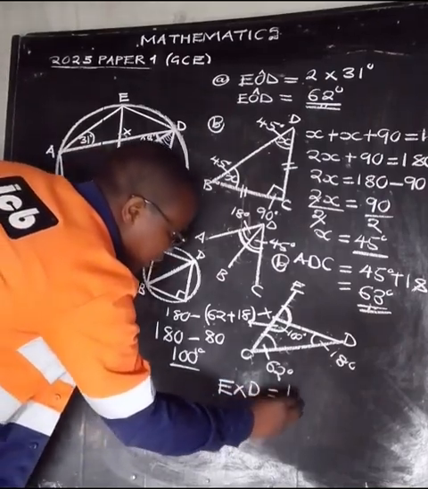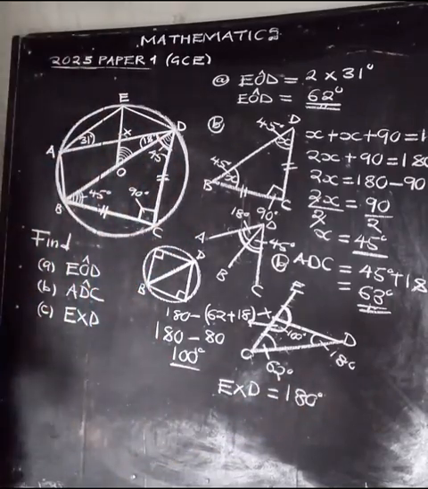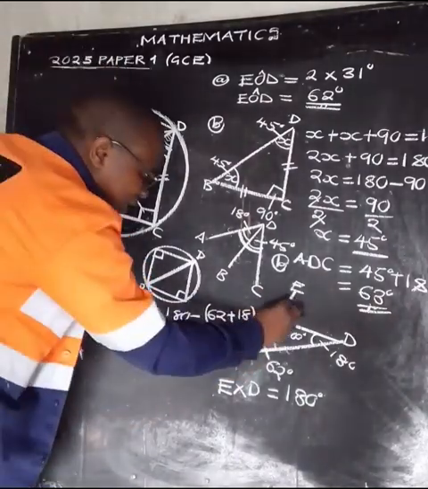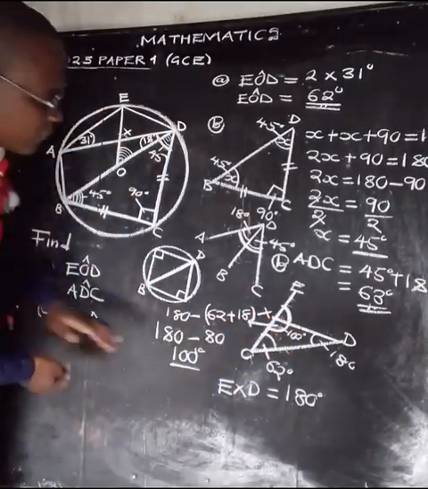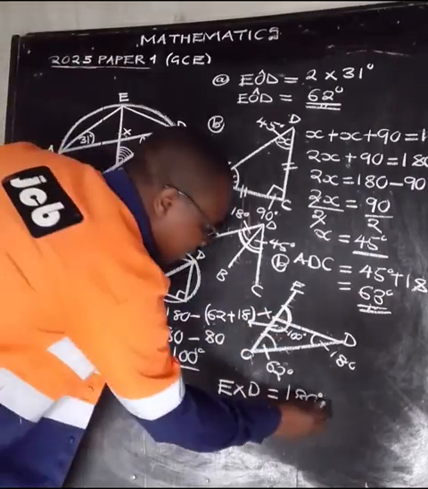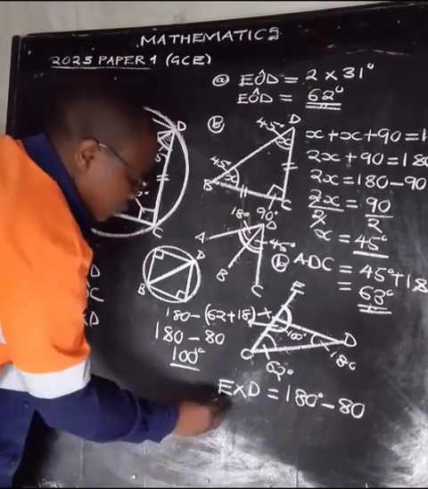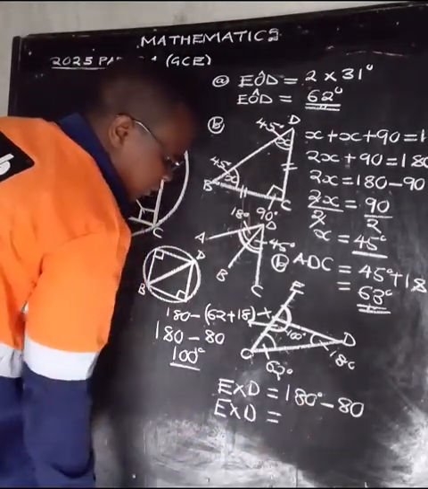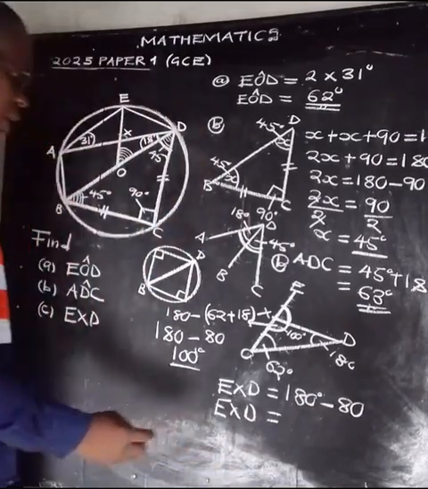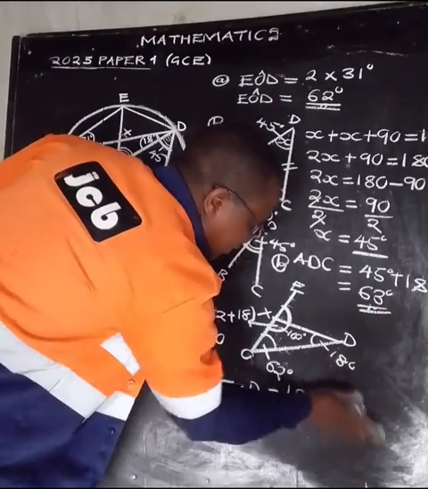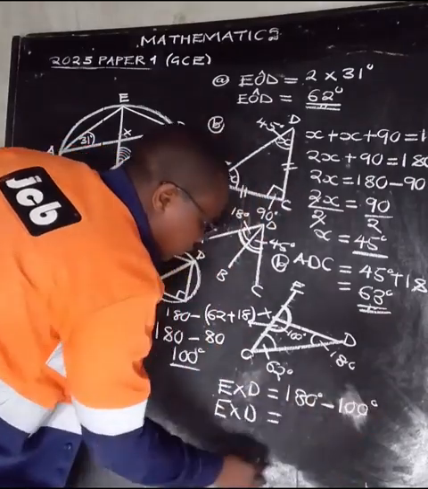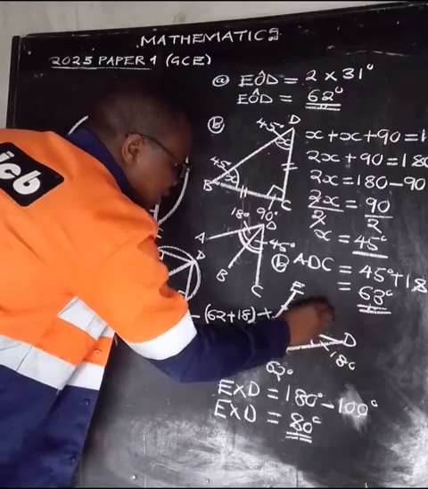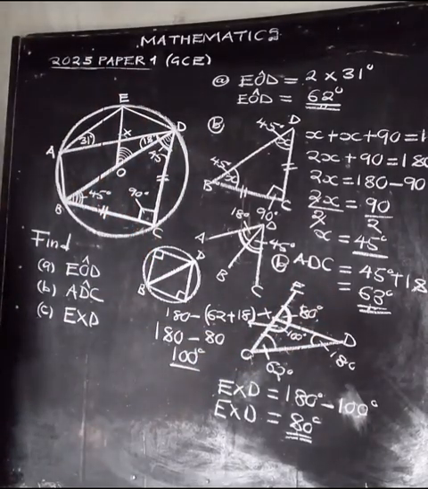So for us to find EXD, we're going to say 180, which is the sum of angles on a straight line. This line is a straight line, take note. So out of 180, for the entire angle of a straight line, we have 100. So EXD is equal to 180 minus 100. You're going to get 80. So this angle is 80 degrees.